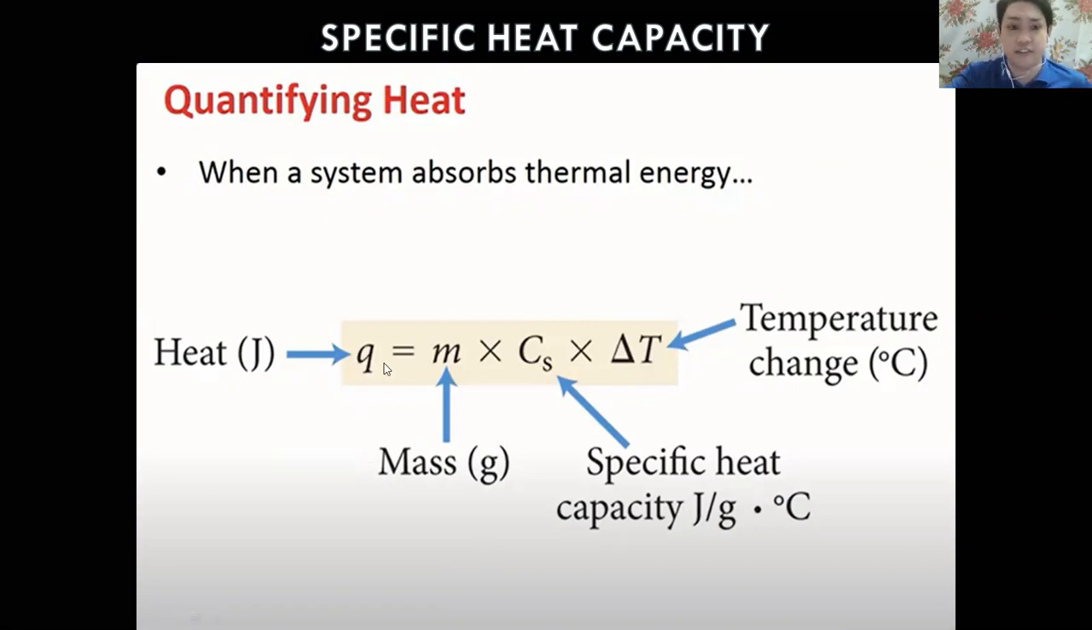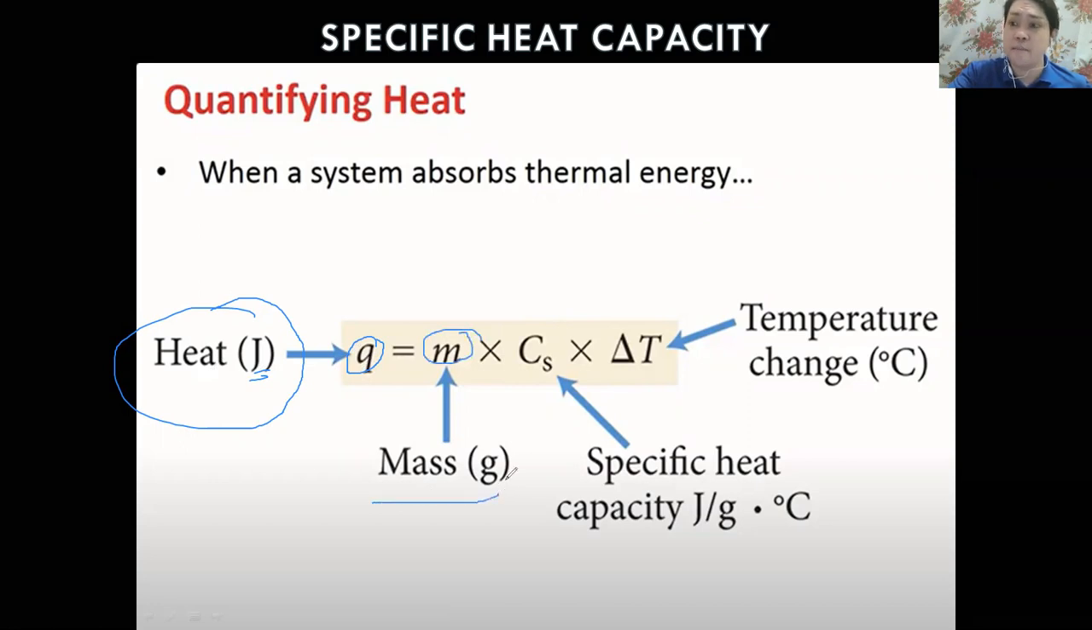It's here on the screen. It's very clear, compared to a while ago. So heat now, or quantifying your heat, which is measured in joule and represented by the letter Q. Again, Q means heat, measured in joule or J, and is equal to m, which refers to your mass, measured in gram, and c sub s, which is the specific heat capacity, measured in joule per gram times degree Celsius.